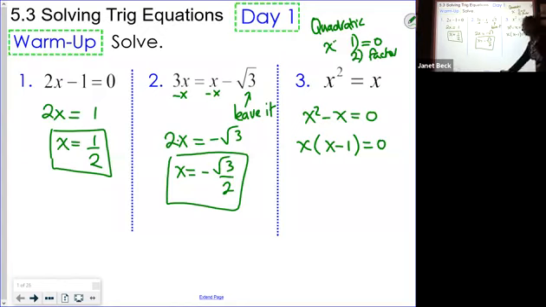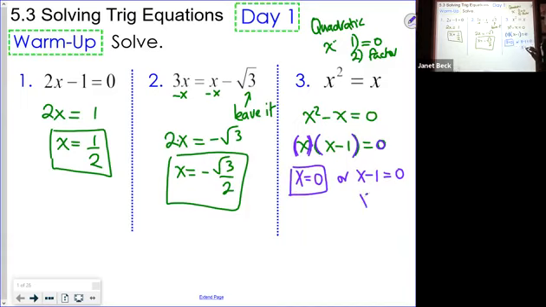And then we use what we call the 0 product. We've got two things being multiplied together and the answer is 0. So we know one of our factors, so either that factor equals 0 or this factor equals 0. Write out all of these steps. That's one solution here. This would give us the solution x equals 1.